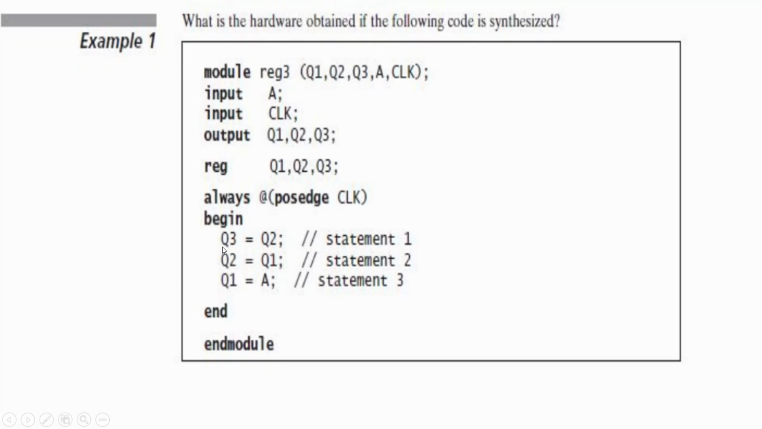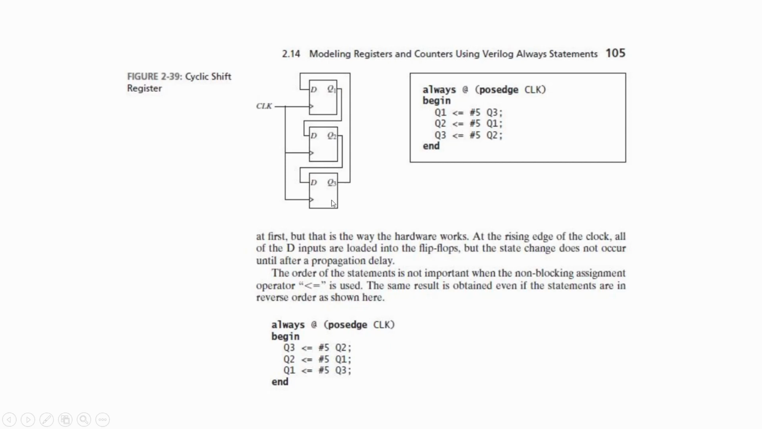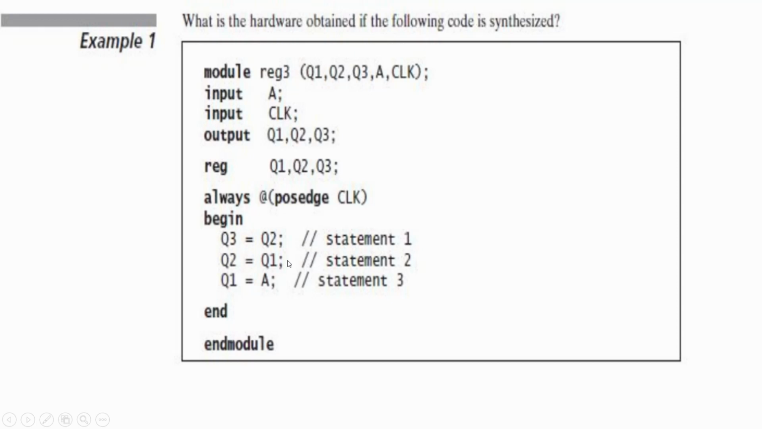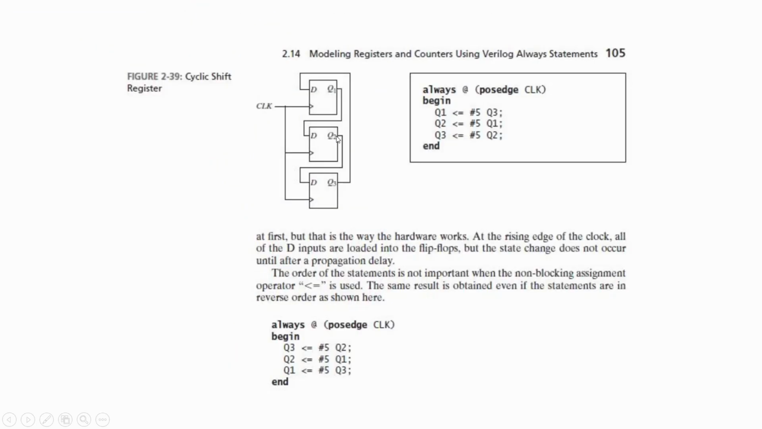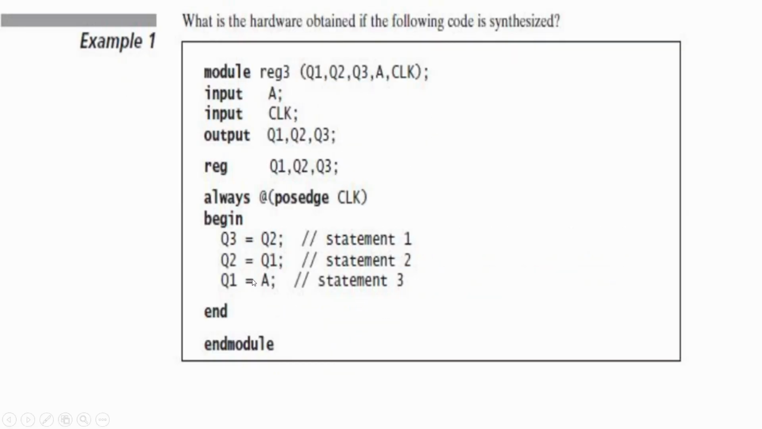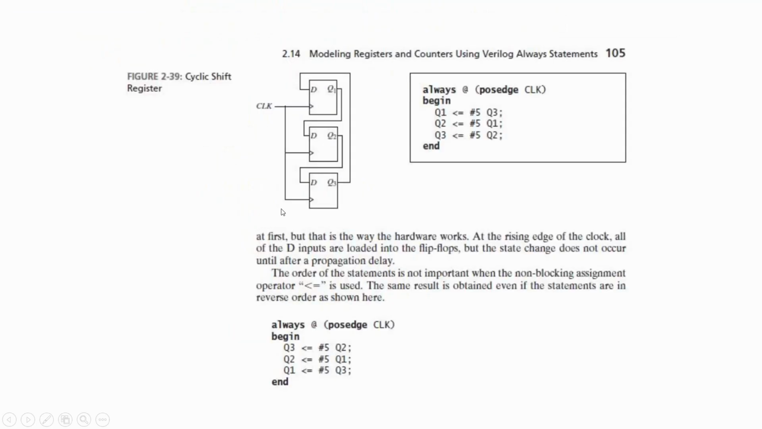So here the statements are Q3 is equal to Q2. So as you have noticed, the value of Q3, the output of the third flip-flop, is Q2, the output of the second flip-flop, and Q2 is equal to Q1. So the output of the second flip-flop is equal to the output of the first flip-flop. And Q1 is equal to A. So Q1, the output of the first flip-flop, is A.